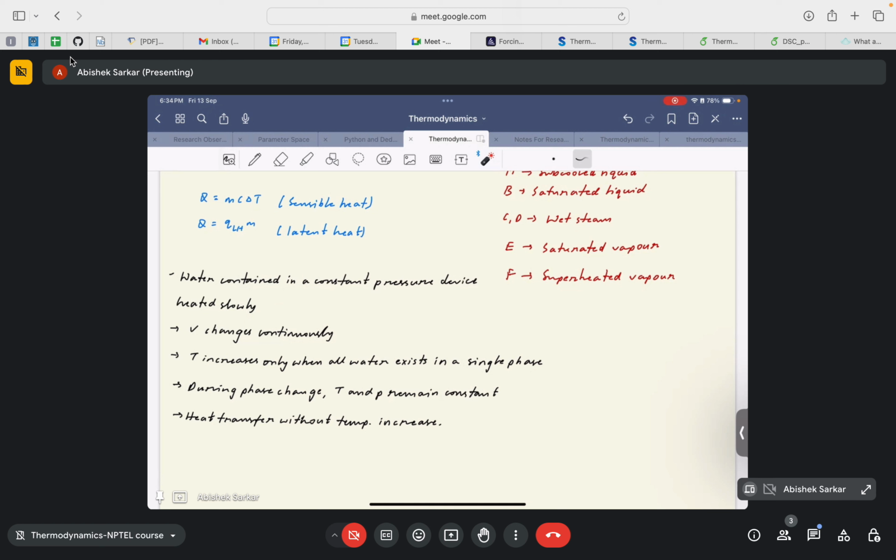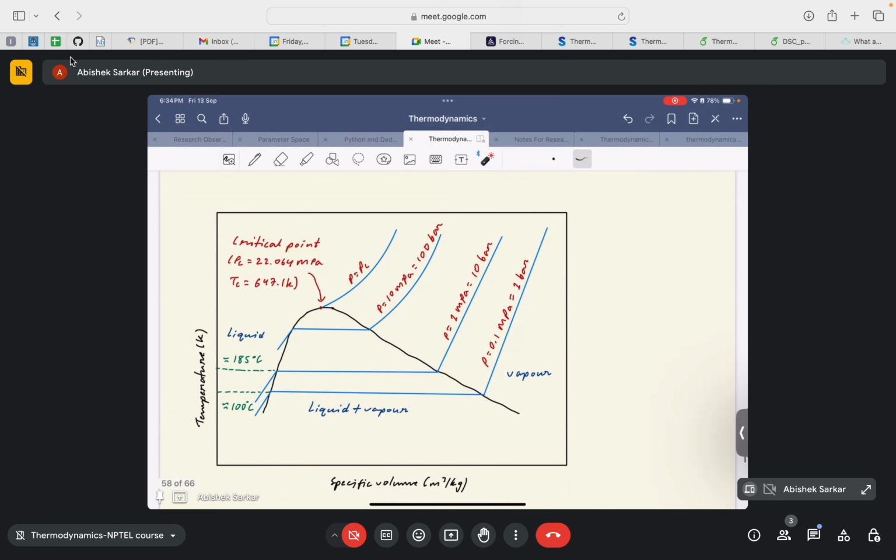And during phase change, the temperature and pressure remain constant because they are fixed by the saturation state, right? The saturation pressure fixes the saturation temperature, okay? And during phase change, there is heat transfer without any temperature increase, okay? So these are the key points about this discussion that we have right now.